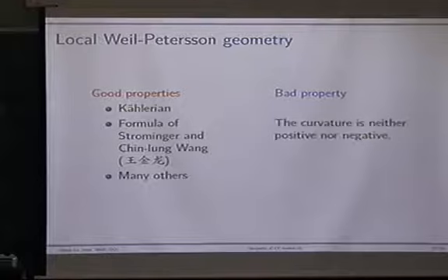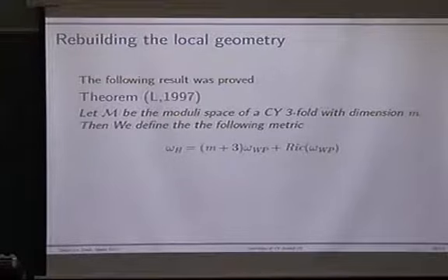So the only bad property is that the curvature is neither positive nor negative, which is very bad because basically you cannot do any differential geometry when the curvature changes sign. And we do have examples where on one moduli space the curvature can be both positive and negative. So it's hopeless to prove that you have good curvature properties. So we need to change the metric. We need to study another metric.